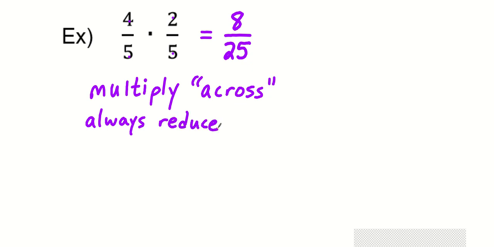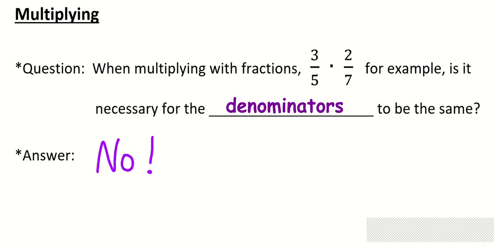So we multiply across. 4 times 2 is 8, 5 times 5 is 25, and then always reduce or simplify your answer if possible. Always reduce answer if necessary or if possible. Like 8 over 25, that doesn't reduce, so it's done.